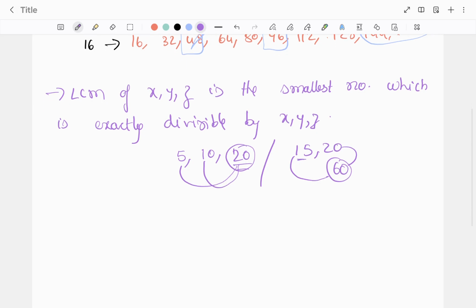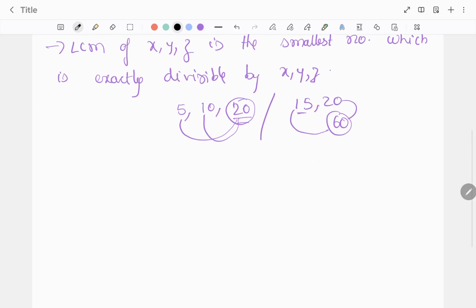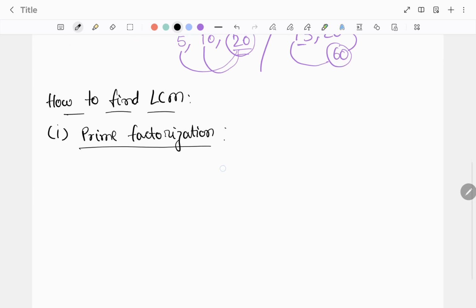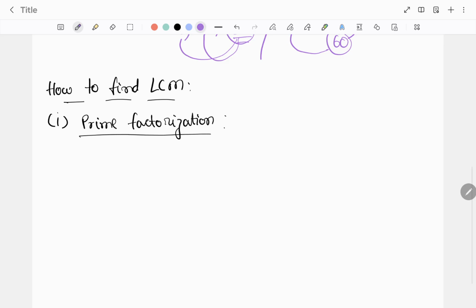So how to find it? How to find LCM? If you become strong in this, then every concept becomes easy for you. The best method I go for is prime factorization. What is prime factorization? You should be in a position to find prime factorization for every number.